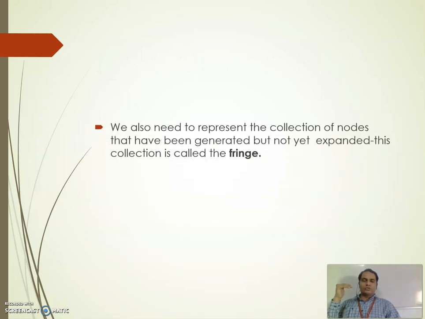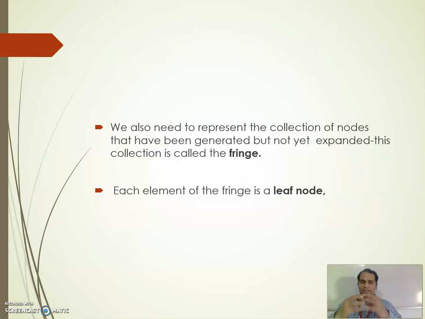So we also need to represent the collection of nodes that have been generated but not yet expanded. Now the successor function will give me a collection of nodes. I need to hold those nodes somehow, so we call it a fringe, the data structure which helps me. Now fringe can be implemented in many ways. That is the point, strategy, because fringe may be a queue, fringe may be a stack, so that we will see in future. Each element of a fringe is a leaf node. As of now, we consider them as leaf nodes. Once we expand it, we will see. So each is an independent one.